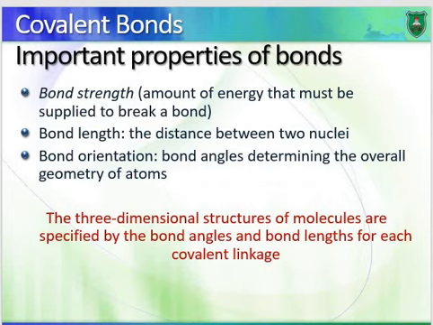Another property to keep in mind is the bond orientation, and this means the overall geometry and 3D shape and orientation of the atoms in a molecule that determine the overall shape or 3D shape of a molecule. And this depends on the atoms, their sizes, the type of bonds, their orientation in space, the number of bonds they can make with each other, and the type of bonds they make, whether they're single, double, or triple.